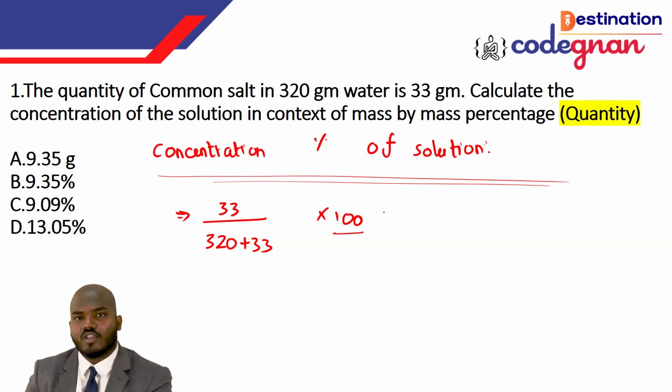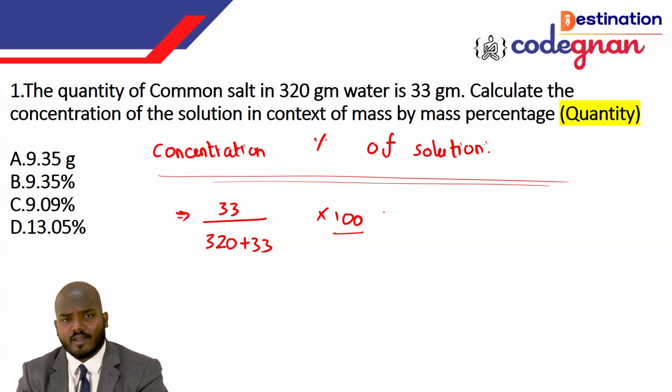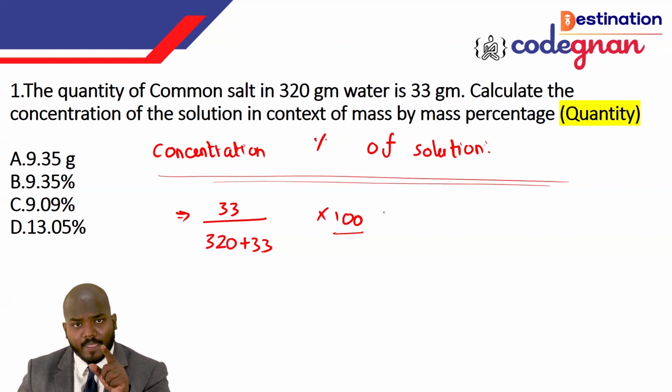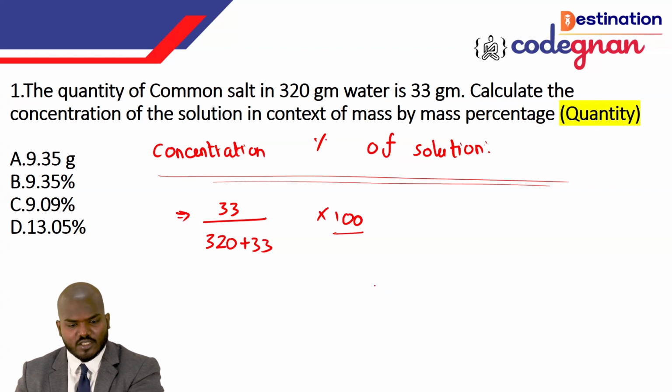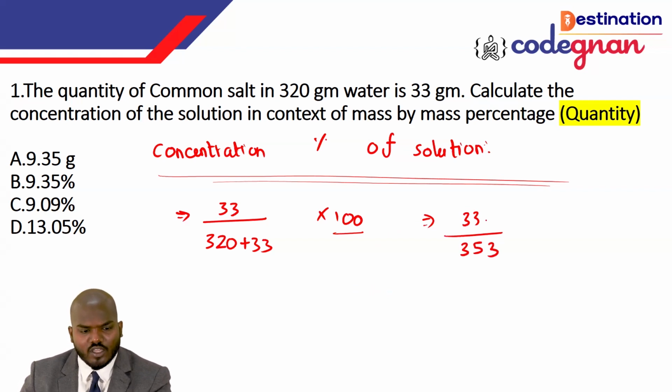Again, why do we add the 33 gram here? Because you want to find out the concentration, how much salt is there inside the whole solution with respect to percentage, so I'm multiplying by 100. If I solve this, guys, it will give me the value 33 by 353. So this value you can either take as it is or cancel it. Let us see if it is possible to cancel with respect to the 11th table. You see, the 33 can be cancelled by the 11th table, but 353 will not.